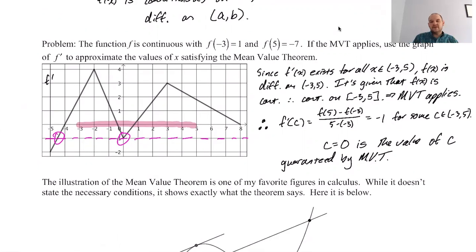A lot to think about, right? We needed to be continuous on the closed interval, which was given, and differentiable on the open interval, which we were able to infer from the fact that the derivative exists everywhere between -3 and 5. So we met the conditions of the mean value theorem. The theorem says if you meet the conditions, then the slope of the tangent line somewhere between -3 and 5, maybe multiple places, maybe only one, will equal the slope of the secant line from -3 to 5.